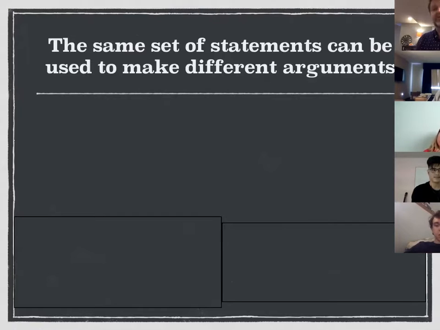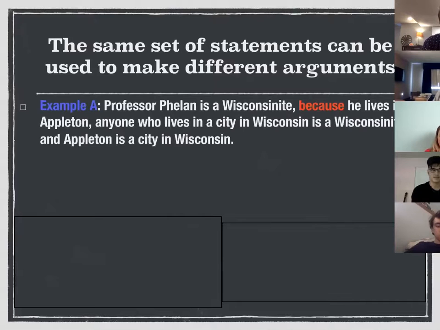One thing I want to note at this point is that the same set of statements can be used to make different arguments. So here's one example of this. Professor Phelan is a Wisconsinite because he lives in Appleton. Anyone who lives in a city in Wisconsin is a Wisconsinite, and Appleton is a city in Wisconsin. So this is basically our argument from before.